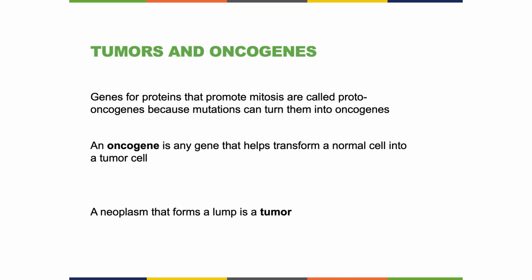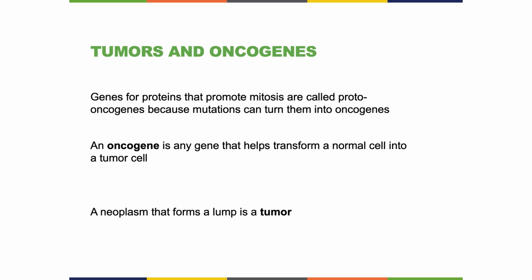So genes for proteins that promote mitosis are proto-oncogenes. For the cell to jump into a new phase of the cell cycle, either to go from G1 to S, S to G2, or G2 to mitosis, we need proto-oncogenes to turn on and tell the cell that you need to move forward into the next stage.